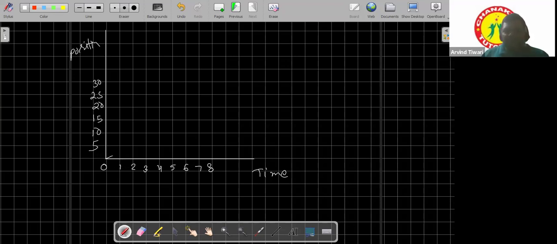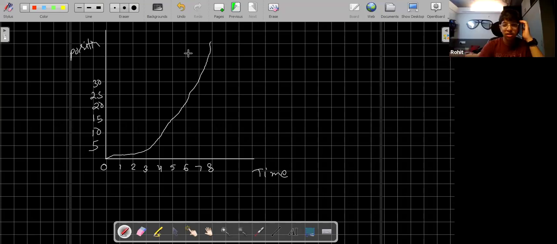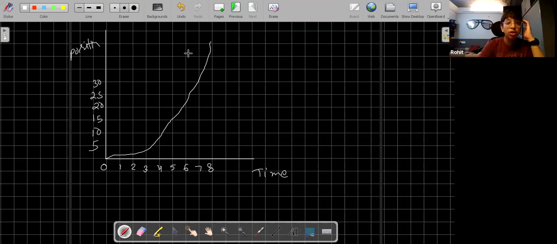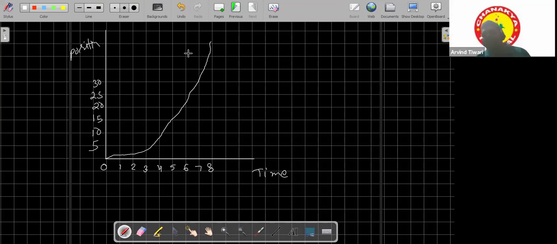So now suppose I have a graph like this. The graph is going something like this. Can I say that the graph is a linear graph? Is the graph linear? Do we have a straight line? No, sir, it's non-uniform. Since it is a non-linear graph, a non-linear graph means the object has non-uniform motion.